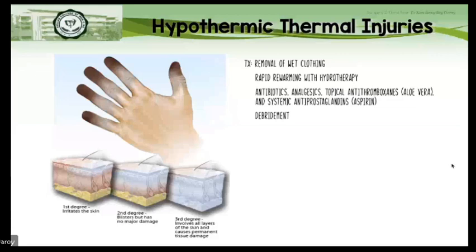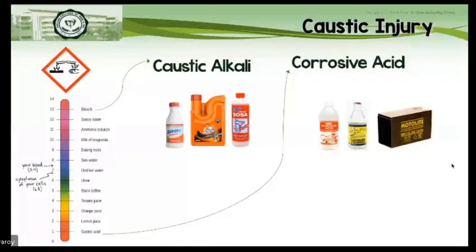Now we move on to caustic or chemical injury. The extent of tissue destruction from a chemical burn is dependent on the type of chemical agent, concentration, volume, and time of exposure, among other variables.